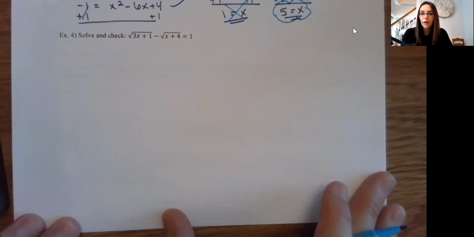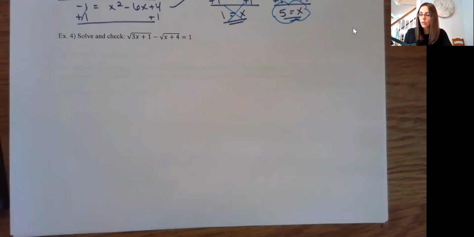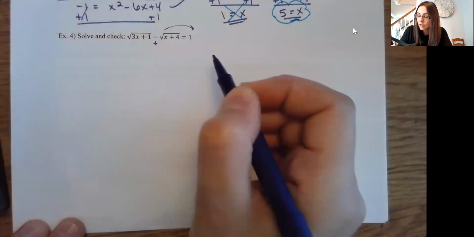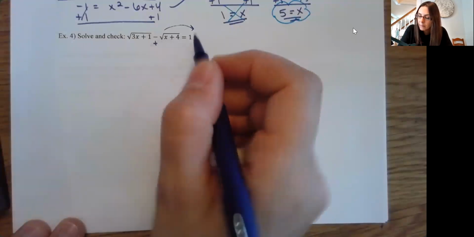This one's clearly a lot harder. I have two radicals here. So when you have two radicals, you still want to isolate at least one radical to start with. So what I'm going to do is bring this one to the other side, and I can do it by addition. So I'm going to add this root on both sides.